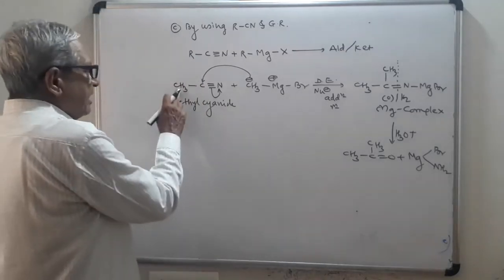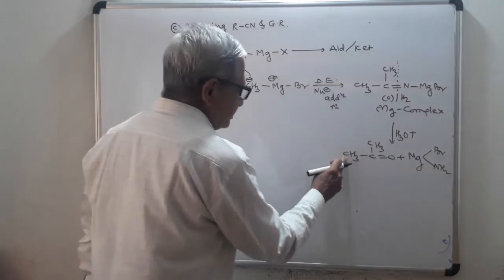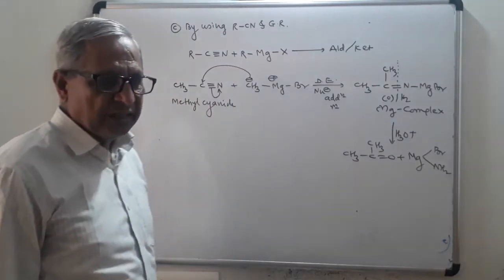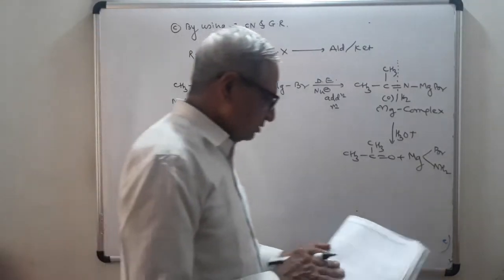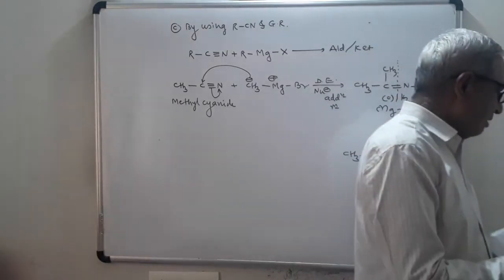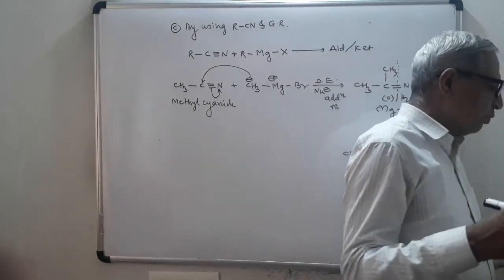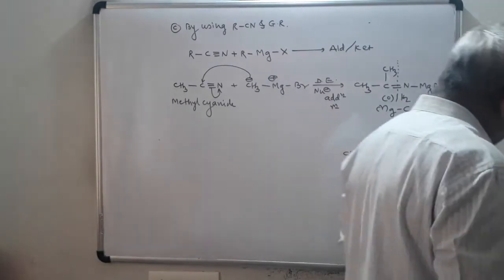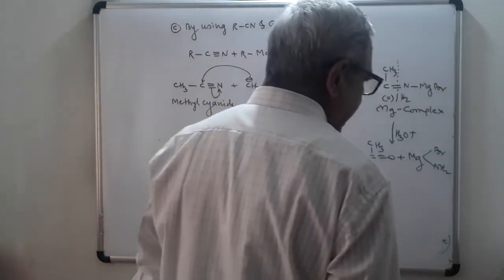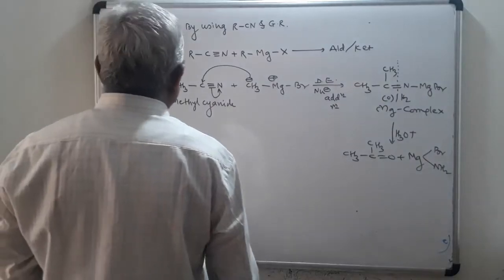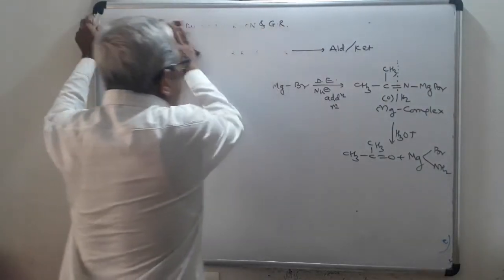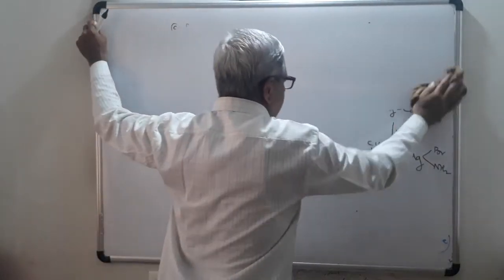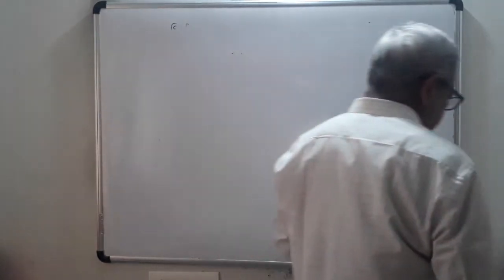When you take R is equal to H, you will get acetaldehyde. So in this way, we can prepare a number of examples. Now, I will make another point. This is method number 6, by using aromatic hydrocarbons.